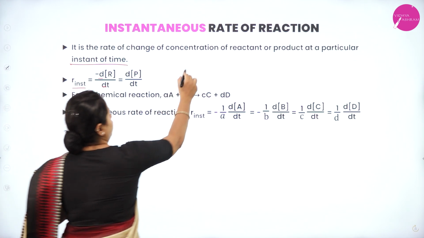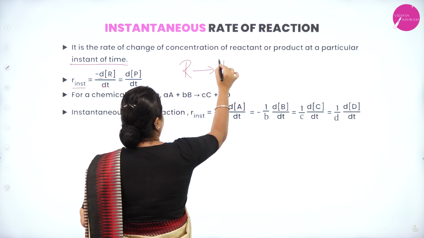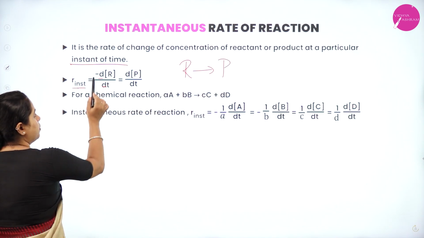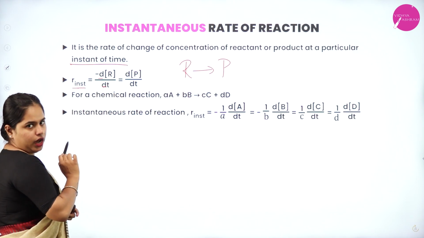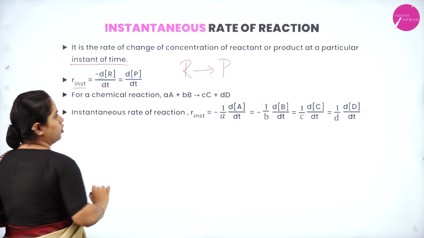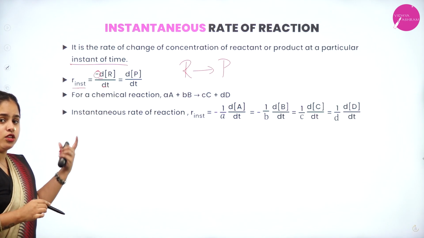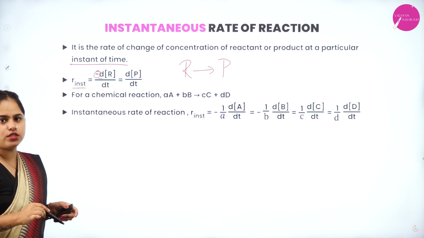So, for example, we are taking reactants giving products. This is the equation. Then how do you write it? The instantaneous rate is minus d by dt of concentration of R, which is equal to d by dt of concentration of products. So again, a negative sign here because it is reactants. So for average, it was delta. Here you use d by dt.